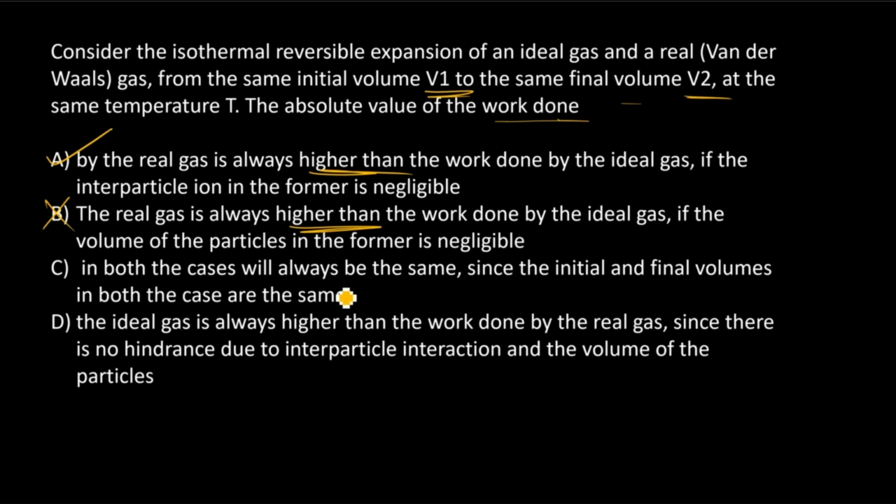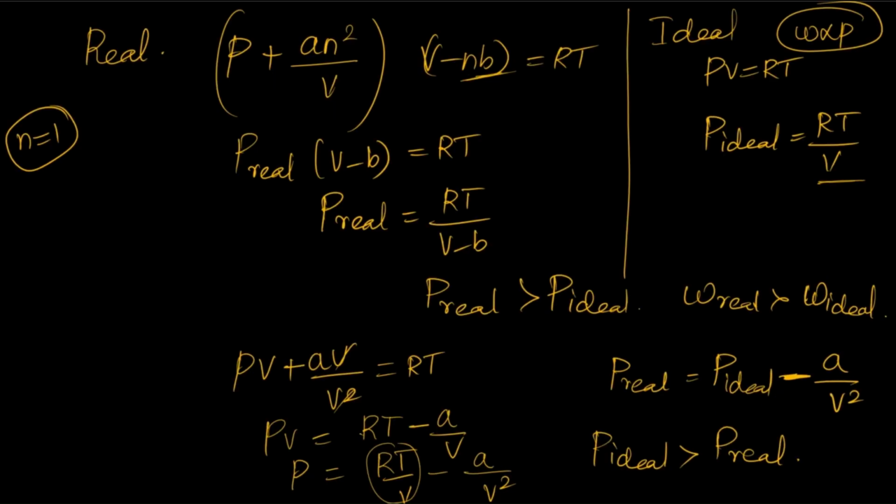And C, in both the cases will always be the same since the initial and final volumes in both the cases are the same. So it is mentioned that initial and final volumes in both the cases are the same. It's not related to volume, right? So which makes option C wrong. The ideal gas is always higher in work done than the real gas since there is no hindrance due to interparticle interaction and the volume of the particles. That is also a wrong statement. So which makes option A the right answer to this question.